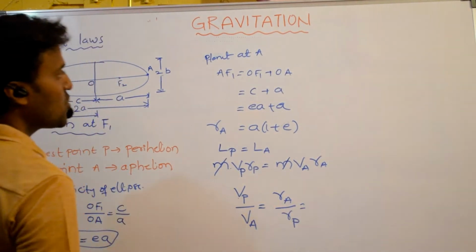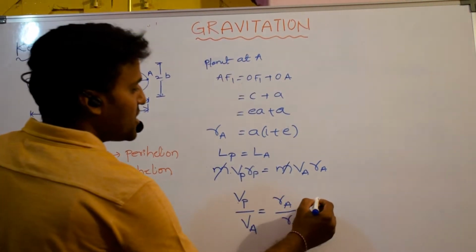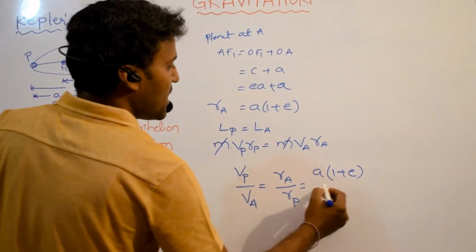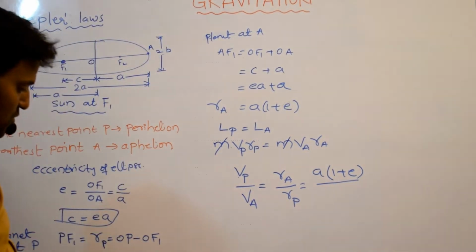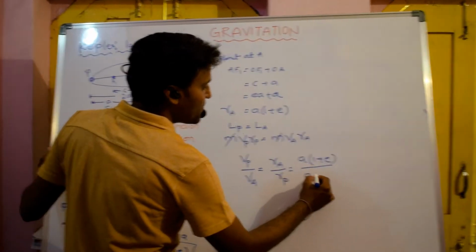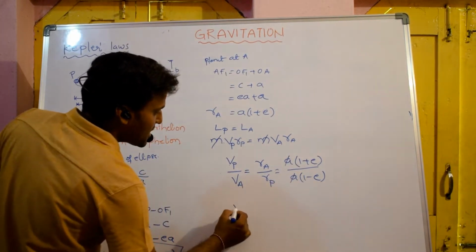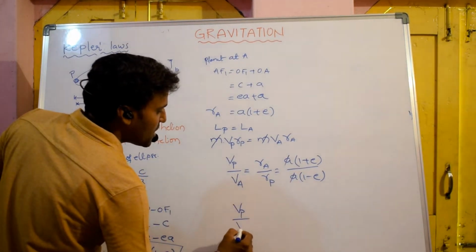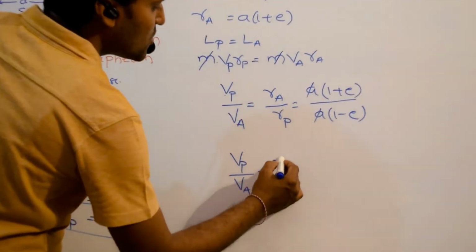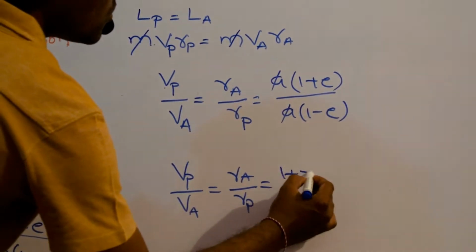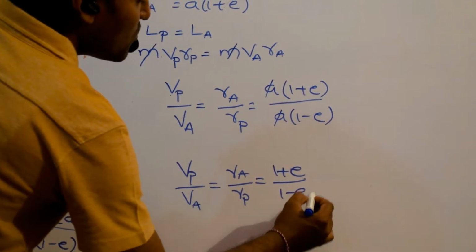Here RA is equal to A into 1 plus E, and RP is equal to A into 1 minus E. Both sides A get cancelled. Vp divided by VA is equal to RA divided by RP, which is equal to 1 plus E divided by 1 minus E.